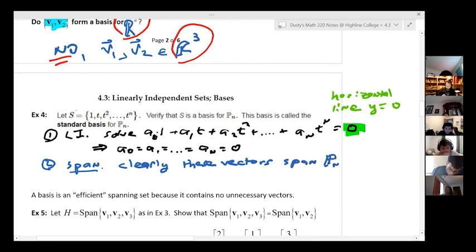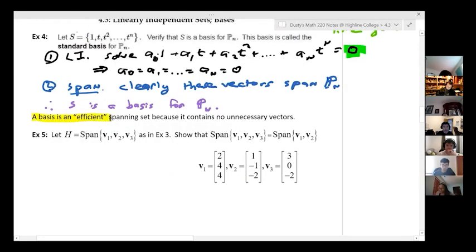Okay. And they span it because of the way they're constructed. So therefore, we could conclude that S is a basis for Pn. All right. So a basis is an efficient spanning set.